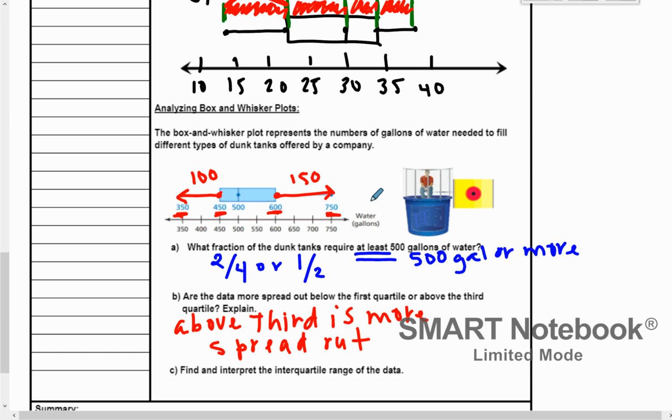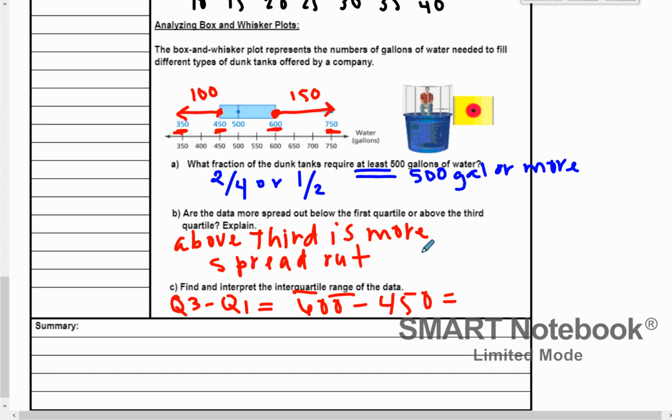Last but not least, this question is going to ask us to find and interpret the interquartile range of the data. To find the interquartile range, we take Q3 minus Q1. In our graph, Q3 is 600 and Q1 is 450. Remember, it's Q3 minus Q1, biggest quartile minus smallest quartile. So we take 600 minus 450, and it would be equal to 150.